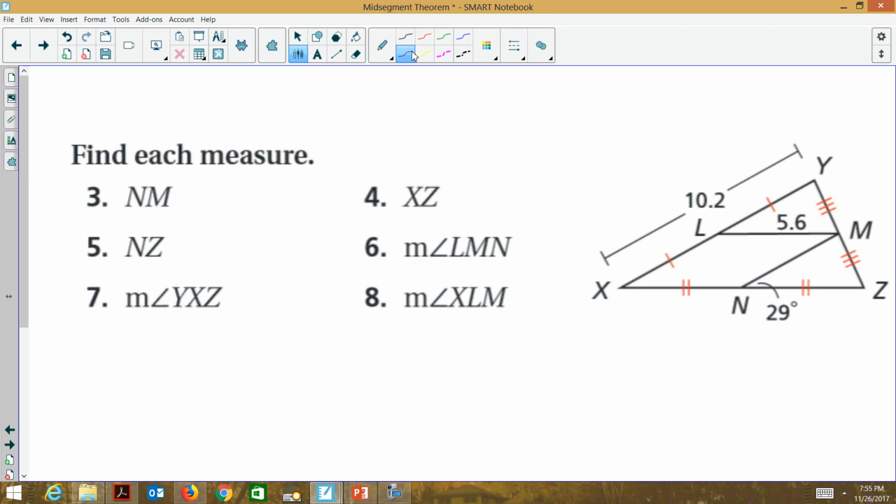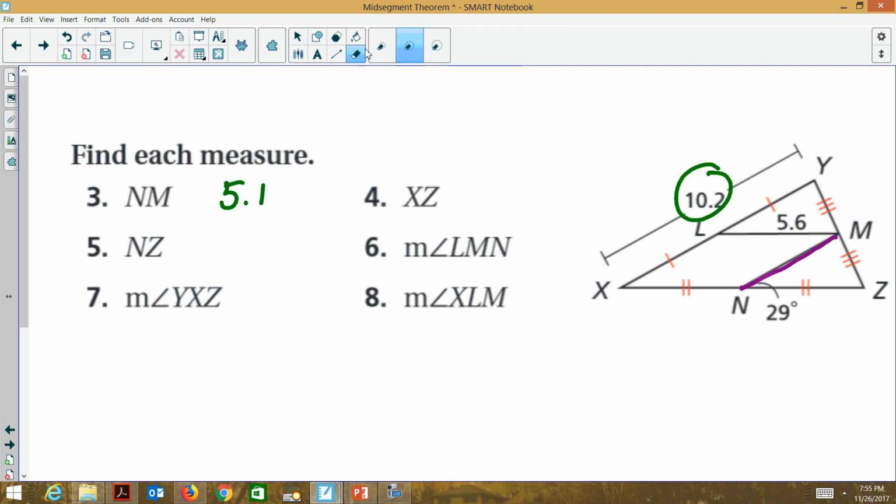So the first one is NM. So we need to first find segment NM, and it is the mid-segment with midpoints M and N, which is attached to YZ and XZ. So what we can notice is that XY length is 10.2. Therefore, NM should be half the length of this as it is not attached to XY and it is parallel to it. So NM is equal to 5.1.